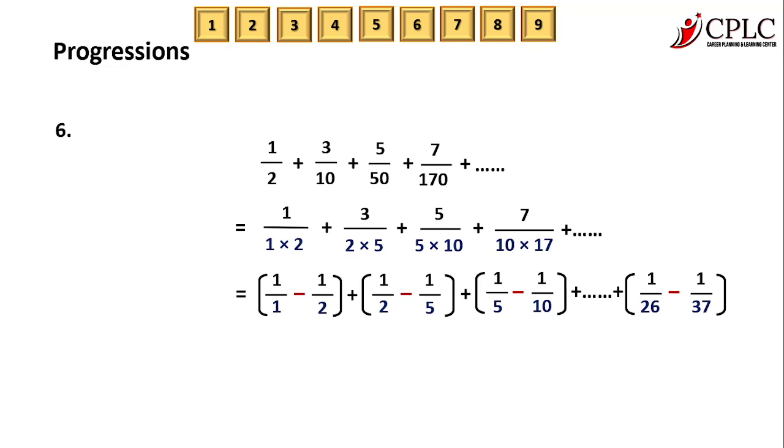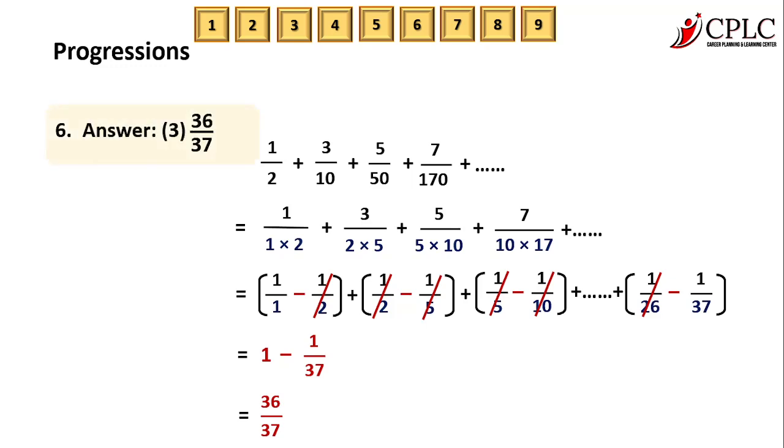You have to know that adjustment. Again, when you add them, the alternate plus minus gets cancelled out, and you will be left with the first and the last one, which is 1 minus 1 by 37, which is 36 by 37, which is answer option 3. These are the ways in which you can solve such kinds of questions. So that is question number 6 for you.